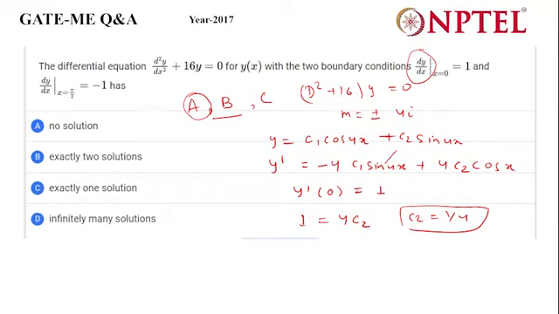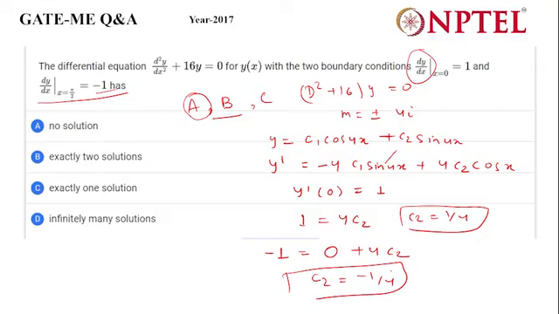Your second boundary condition is at x = pi by 2, your y dash is minus 1. We'll put this one also. Minus 1 is equal to 0. This will be 0. This will be plus 4 C2. So from here, your C2 will be coming as minus 1 by 4. So this is contradictory. Firstly, you are getting two values of C2.